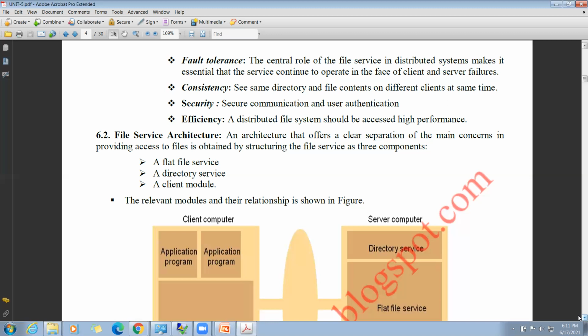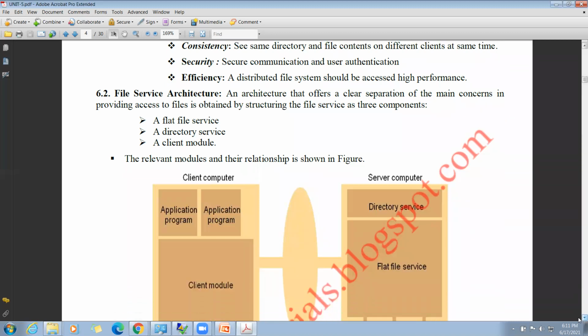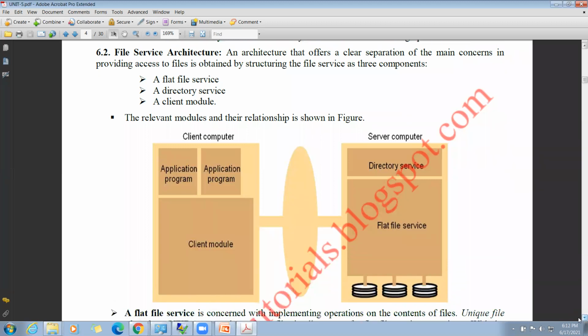Okay. Now coming to the next one, file service architecture. Here in the file service architecture, that offers clear separation of the main concerns in providing access to files. See here we have three components. One is a flat file service. Second one is a directory service. Third one is a client module.